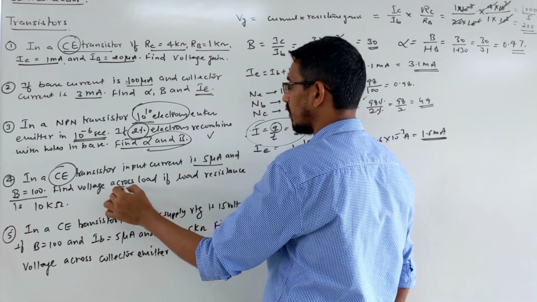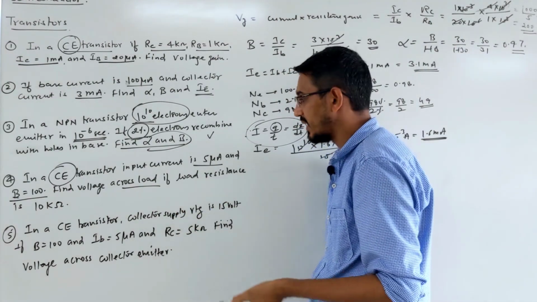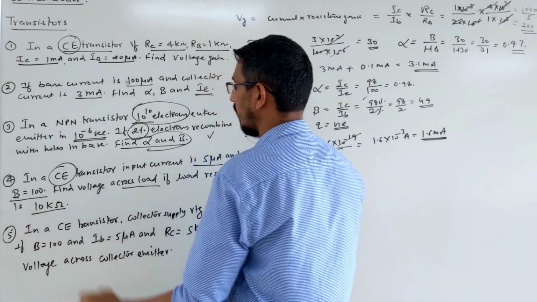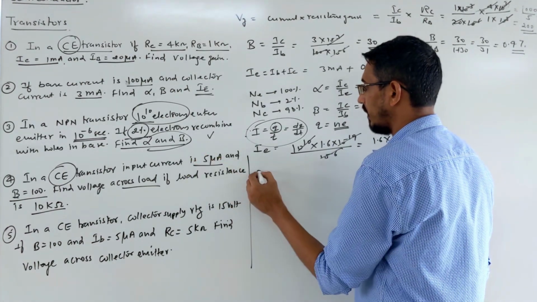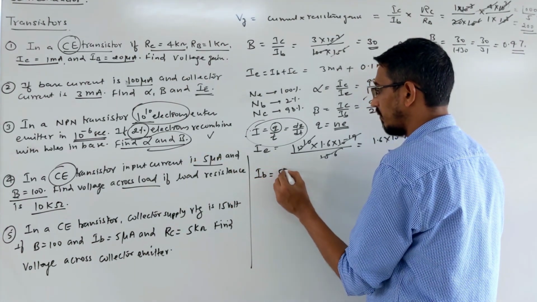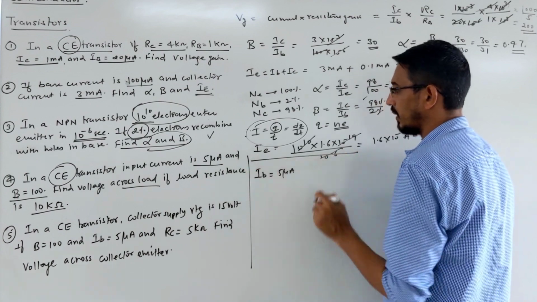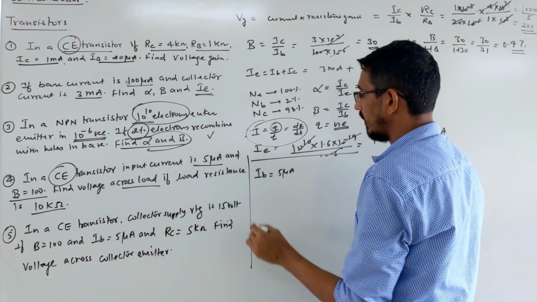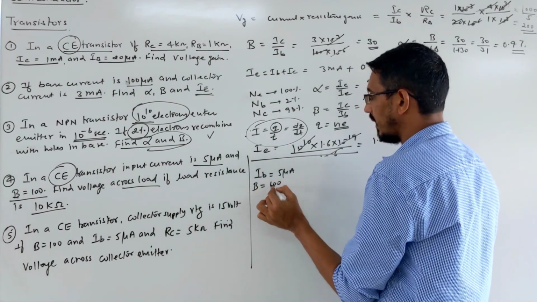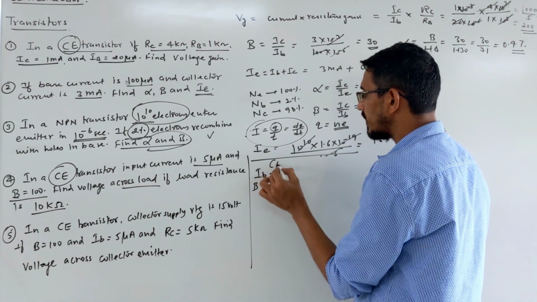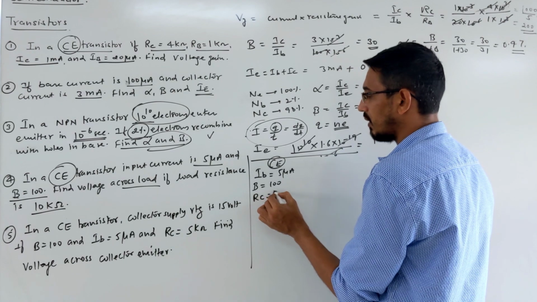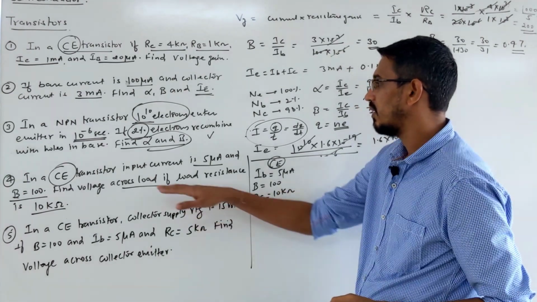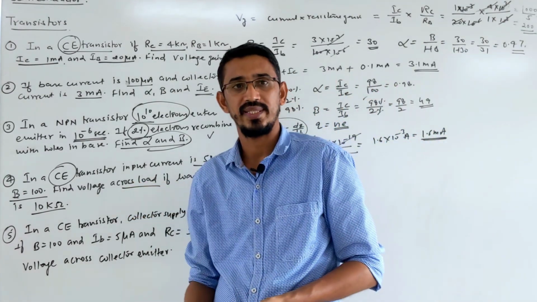Find the voltage across the load, meaning the output voltage, if the load resistance is 10 kilo ohm. If you watch carefully, a few things are given to you. Input current IB is given: 5 microampere. Current gain beta is given: 100. The mode is given as CE mode, give attention here. And the load resistance RC is given: 10 kilo ohm. They are asking for the output voltage.